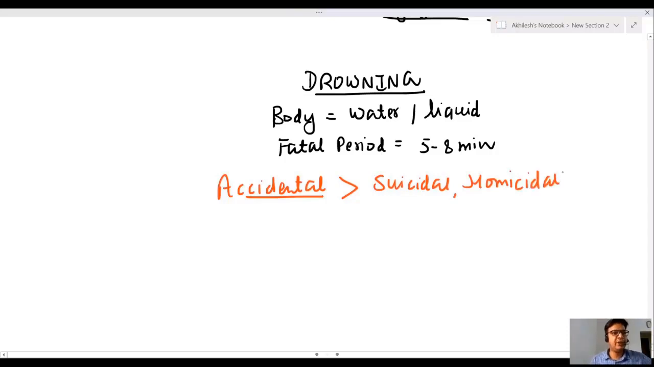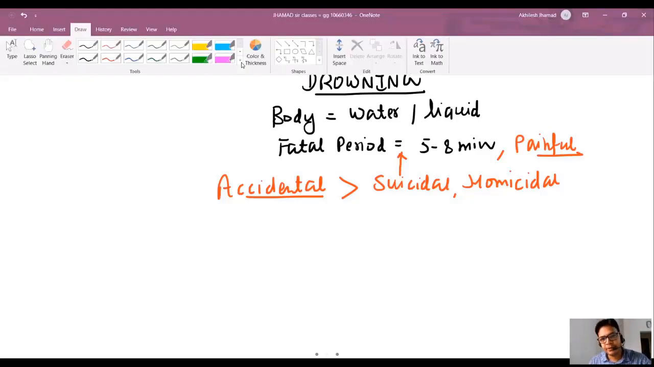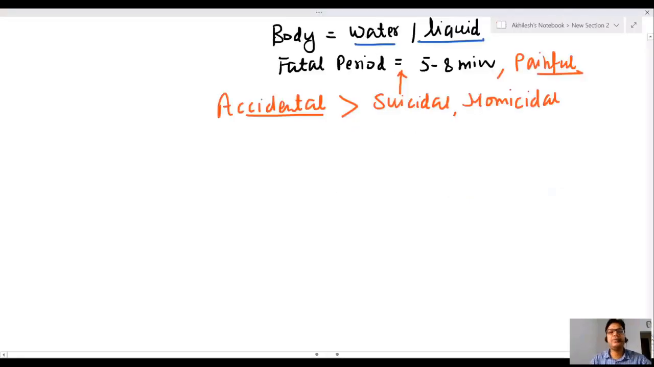Why is it not a good method of committing suicide? First reason, sir, the fatal period is 5 to 8 minutes. Second, it is a painful death. So it is not a good method of committing suicide. When the body goes in water or liquid, it is drowning. It is a painful death. Now, sir, what are the types of drowning?